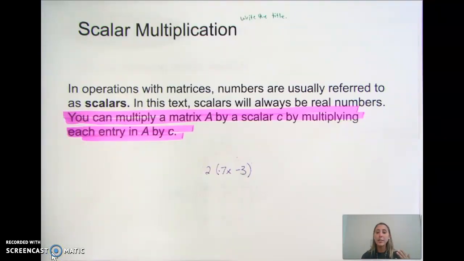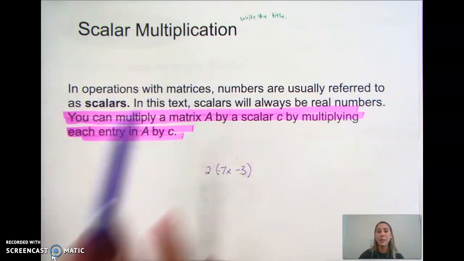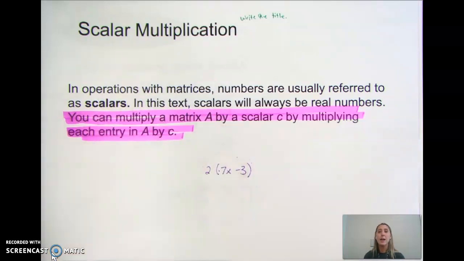Okay, we are starting a new topic. It's called scalar multiplication in matrices. I would like you to write a title. You don't need to start a new page. You can just write it in the middle or wherever we ended. I would like you to put the highlighted part.